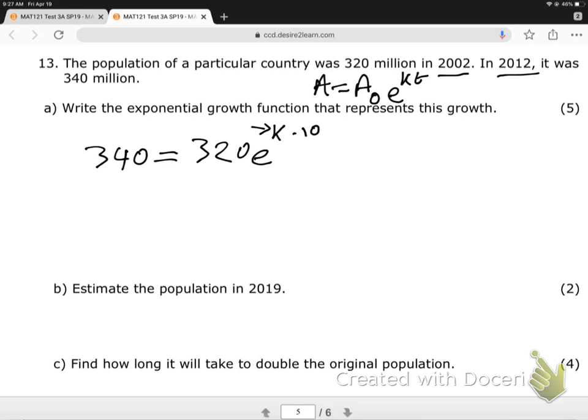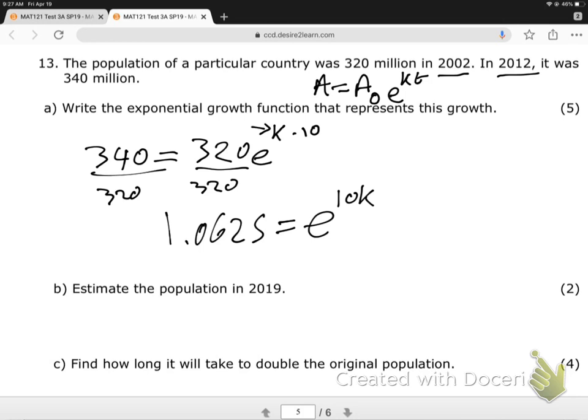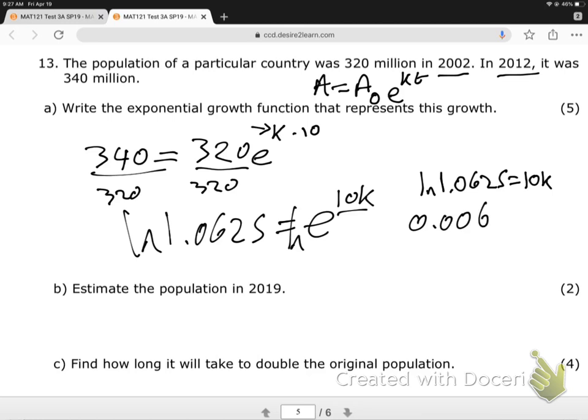Again, trying to find this growth rate. Divide both sides by the number next to the letter. So 340 divided by 320 equals 1.0625 equals e to the 10k. Remember, log both sides. This is just 10k. So the natural log of 1.0625 equals 10k. I'm going to hit the natural log of that, then divide it by 10 and get 0.006. That's what k is. That's my growth rate.